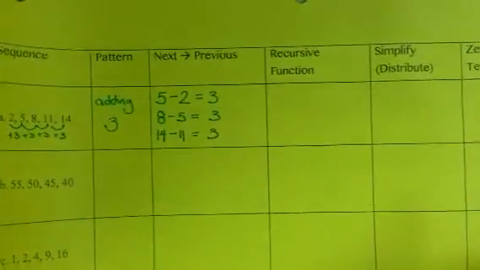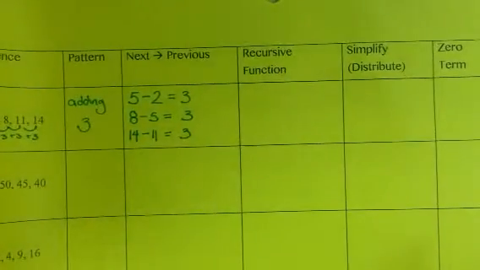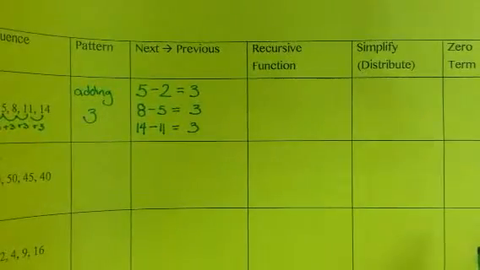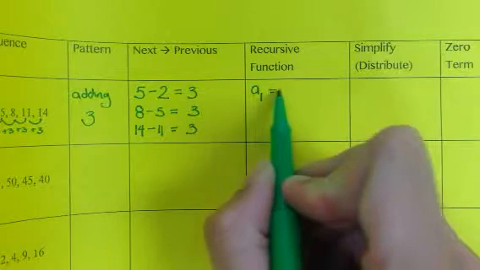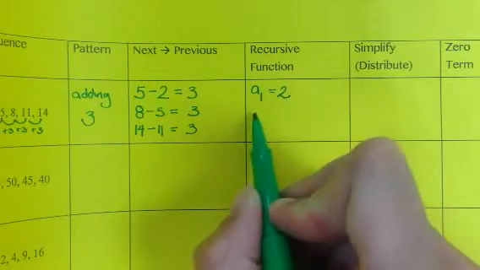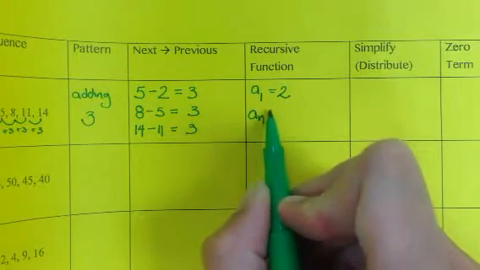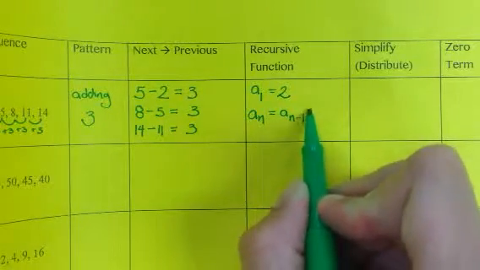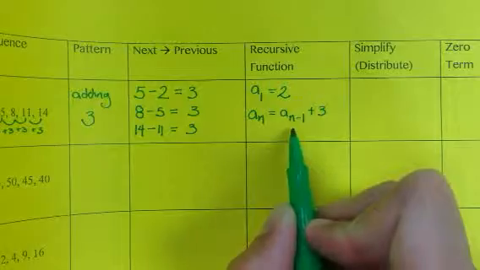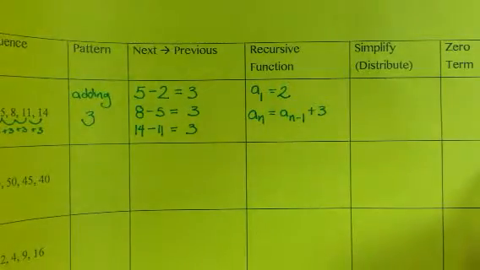We defined our recursive formula on our previous page, so please refer to your purple sheet. And that tells us that we have a sub 1 equaling 2. A sub n equals a sub n minus 1 plus 3. Your previous term plus your common difference of 3.